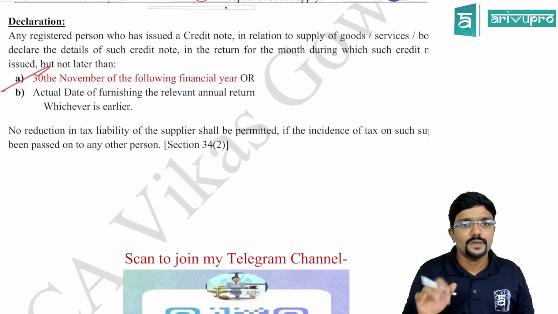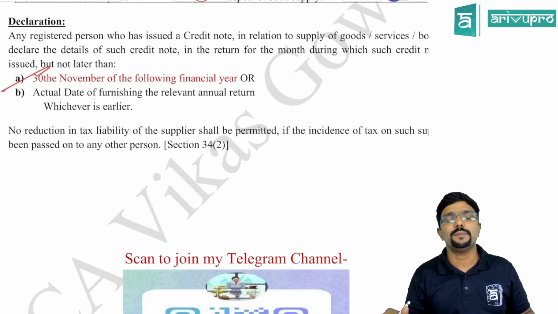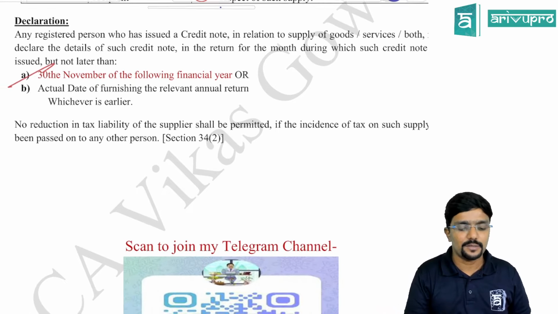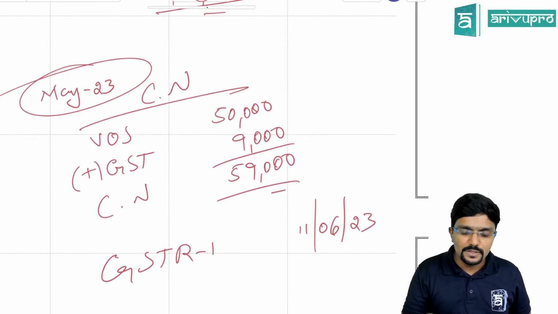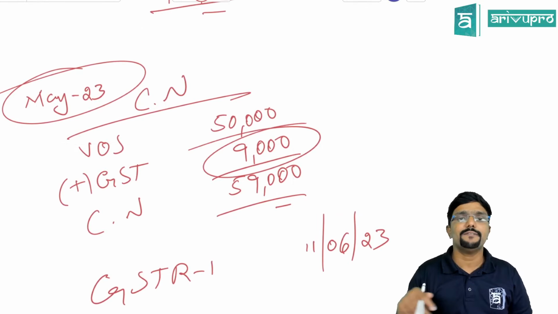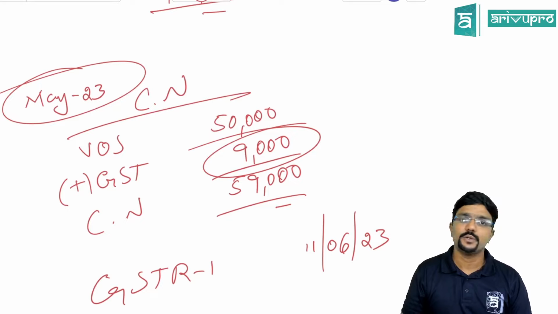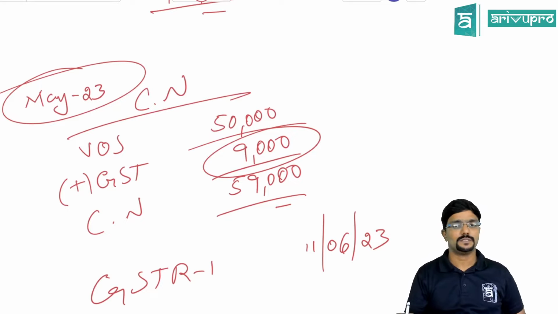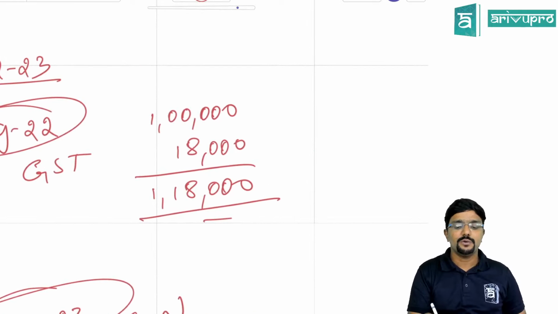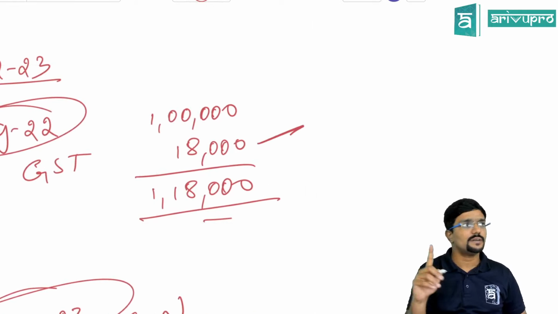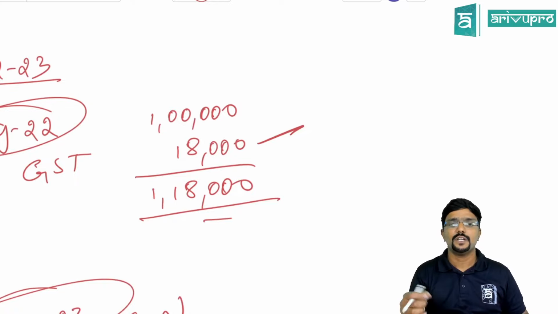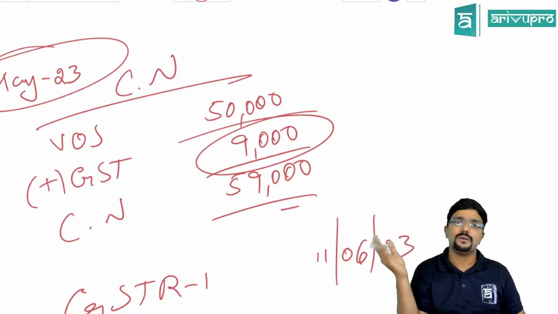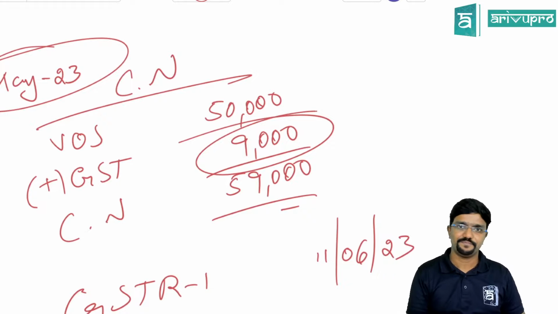So they are also telling no reduction in tax liability of the supplier shall be permitted if the incidence of tax on such supply has been passed on to any other person. So for example, this 9,000, if you have collected it from your recipient, you have to give it back, only then you can claim the benefit of the credit note. Because what happens, you would have collected and paid to the department from your recipient how much? 18,000. Now if you are claiming a refund of 9,000, first you have to give back that money to the recipient. Only then you can claim the refund of that.